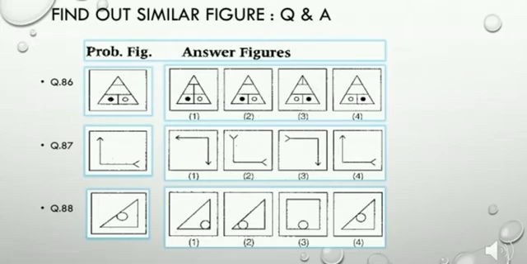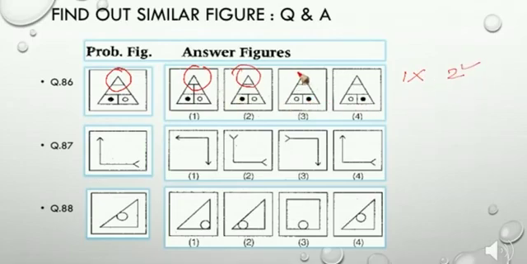Let's go to question number 86. We need to check which of the answer figures is exactly similar to the given problem figure. Let's check for this portion first. This portion is not similar because here this line is extra. It is not available in the problem figure. So option 1 is rejected. Let's go to option 2. Let's check for this area. It's matching.